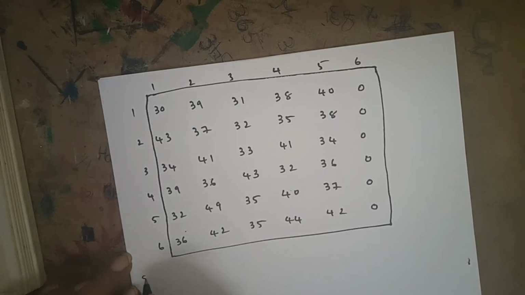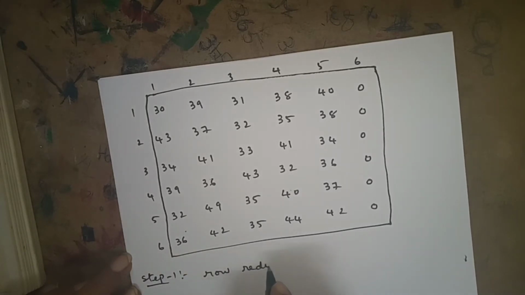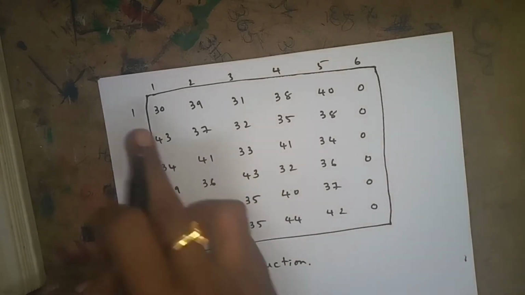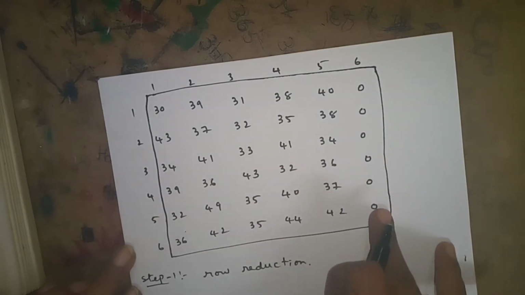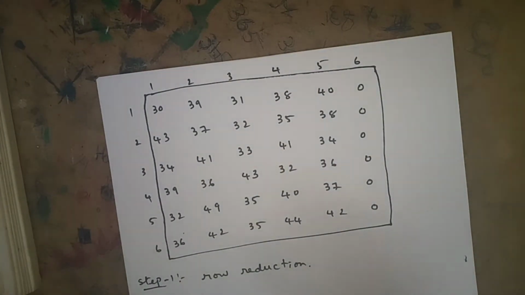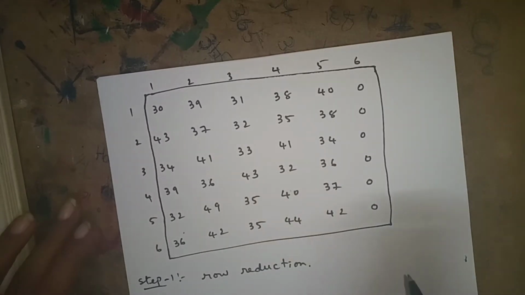Step 1 is row reduction. I am reducing the rows. Now observe the balanced assignment problem. If the given problem is balanced, you can directly start. In this problem, it is not balanced, that's why I first converted it into a balanced assignment problem.